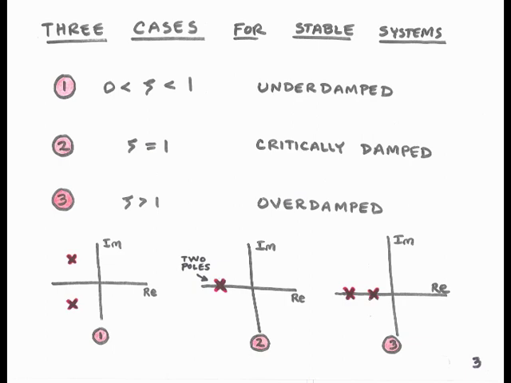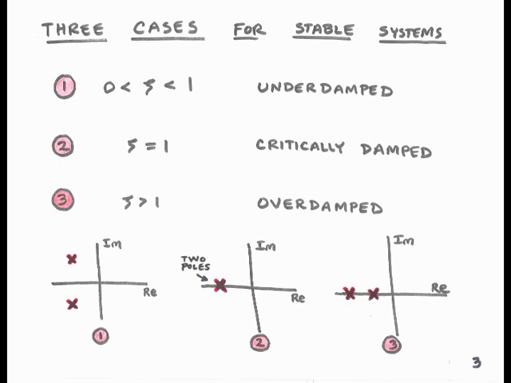Depending upon which case we have, we'll have different arrangements of the poles in the left half plane. For the underdamped case, the poles are a complex conjugate pair. For the critically damped case, the 2 poles lie one on top of the other on the real axis in the left half plane. And for the overdamped case, case number 3, the 2 poles are distinct and on the real axis in the left half plane.